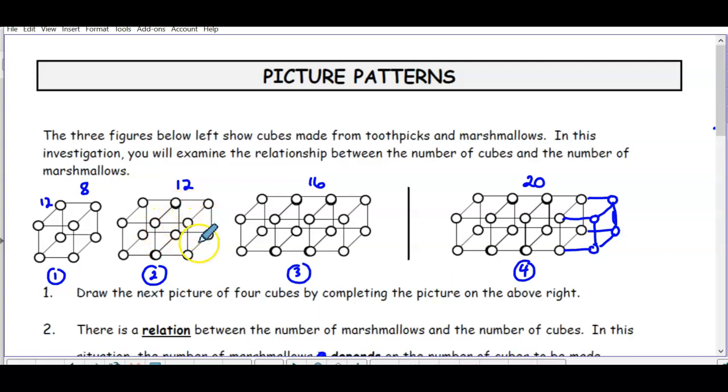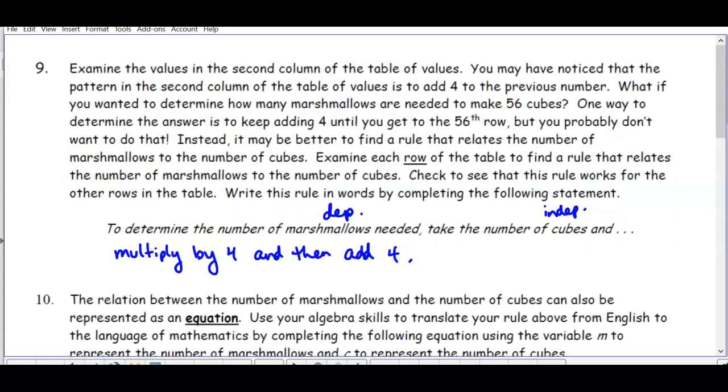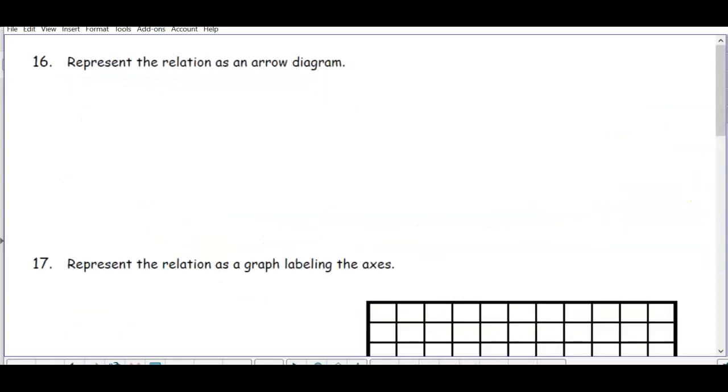Here, adding another cube on adds another 4 there and another 4 in between. So it adds 8. So there's 20. And then another 8 on that is 28. Another 8 on that is 36. So that's the pattern. Each time you add a cube, you're adding 8 toothpicks.